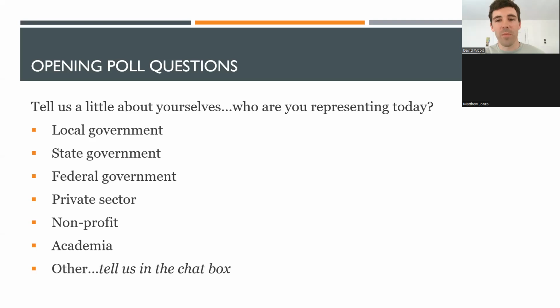All right, we've got some good responses coming in. I'll go ahead and flip this around, share the results. So we've got a nice group of folks here today. Local governments strongly represented, almost half of you, but all of the sectors represented, which is great.